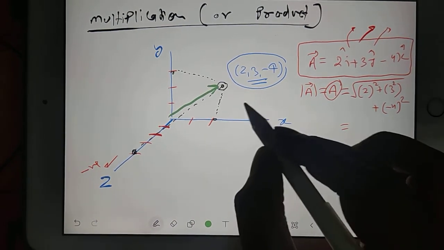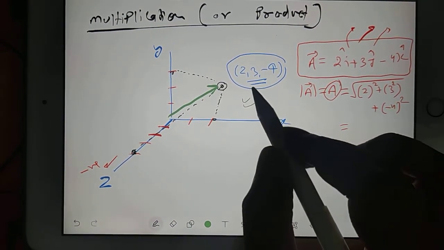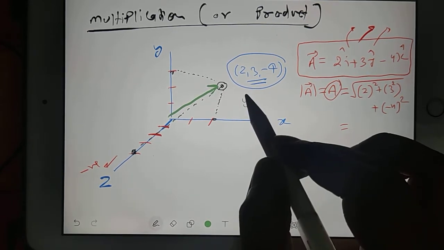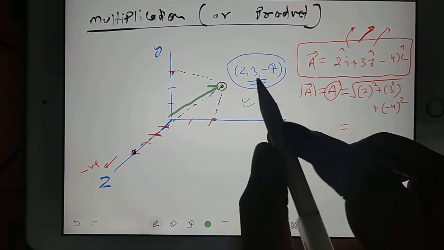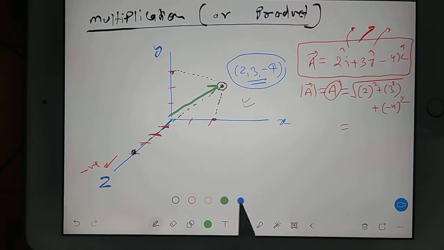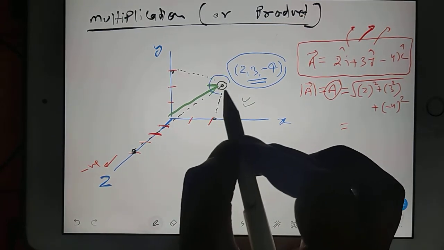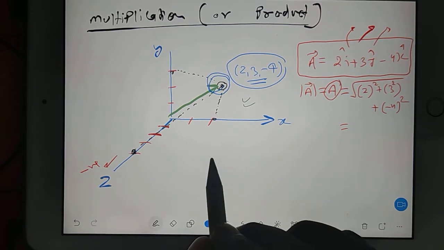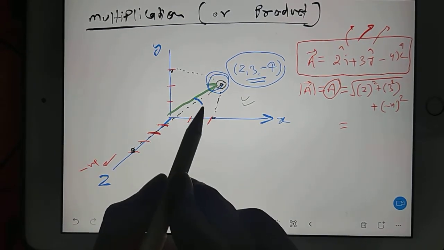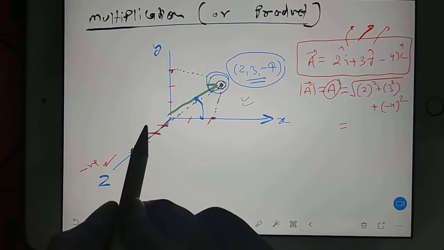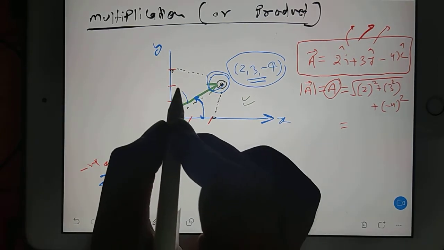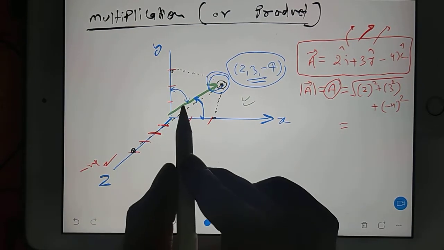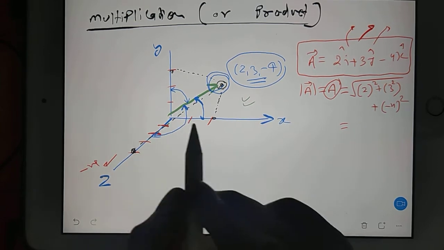Now in this case, when you have a 3D case, how will you give the direction? If they are asking the direction of this vector from the x-axis, it means you have to give the angle between the vector and the x-axis. Direction from the y means the angle between this vector and the y-axis, and direction from the z means the angle between this and the z-axis, right?